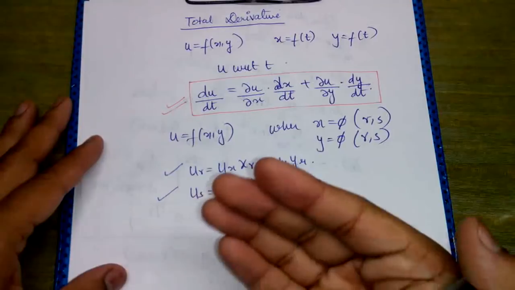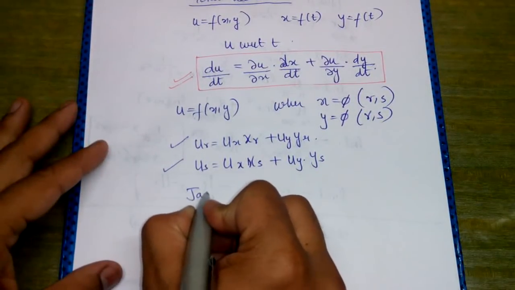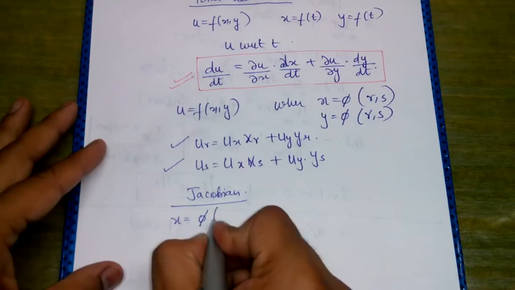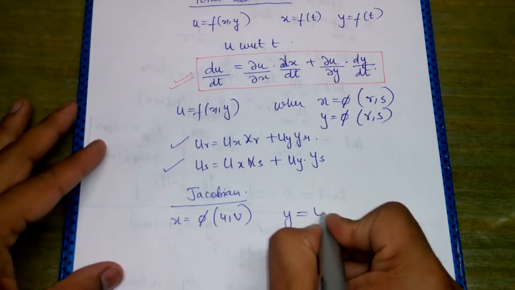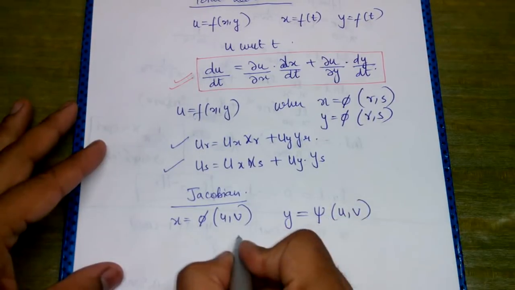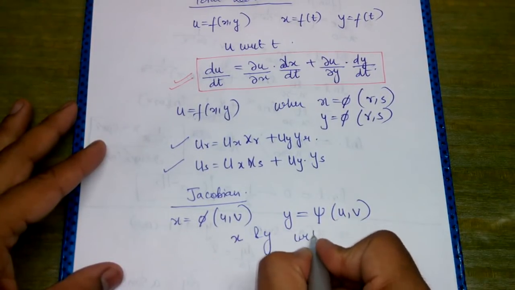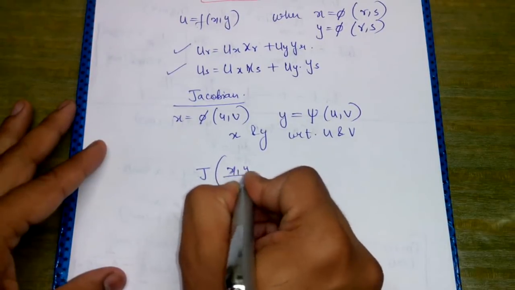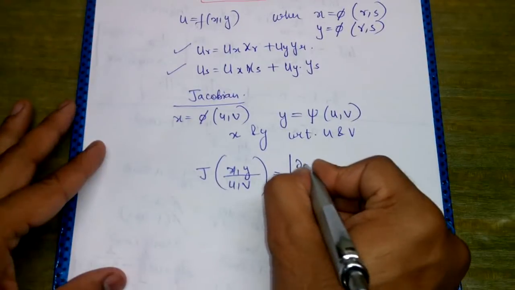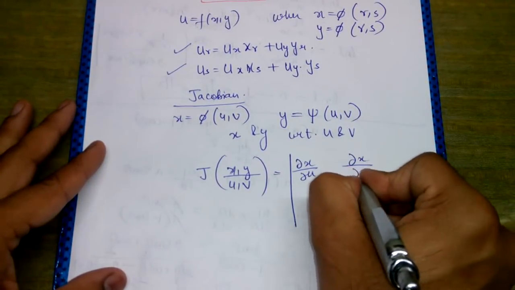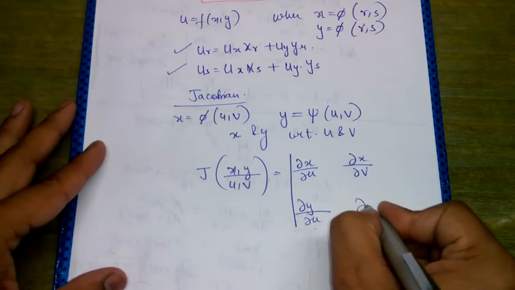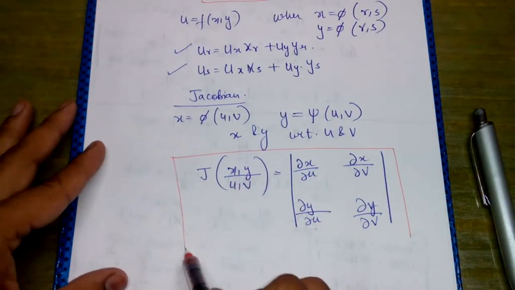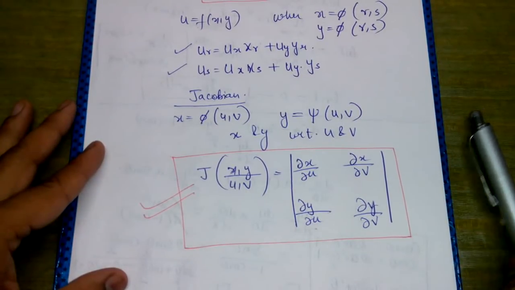Okay, now we are going to discuss something about the Jacobian. So if x is a function of u and v and y is a function of u and v, then the Jacobian of x and y with respect to u and v is given as J(x,y / u,v) = the determinant of ∂x/∂u, ∂x/∂v, ∂y/∂u, ∂y/∂v. This is simply the Jacobian of x and y with respect to u and v.